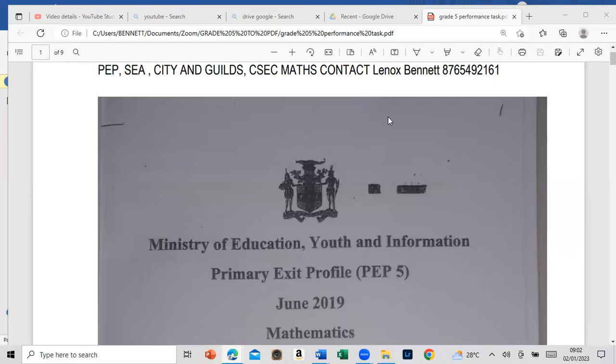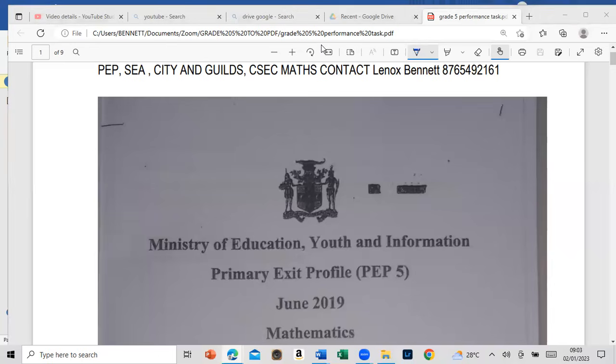All right, so we're gonna look at this paper, and it says Ministry of Education Region information, the primary exit profile, which is for grade 5 specifically. So let's get right into it, guys. Remember, you are encouraged to try the questions before I do the solution. So basically you can assess yourself and see where you are and where you should be.